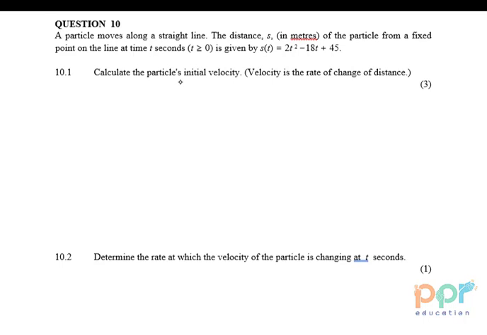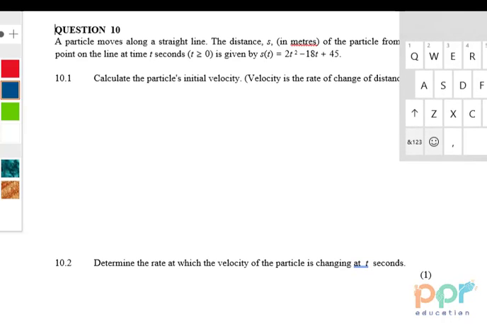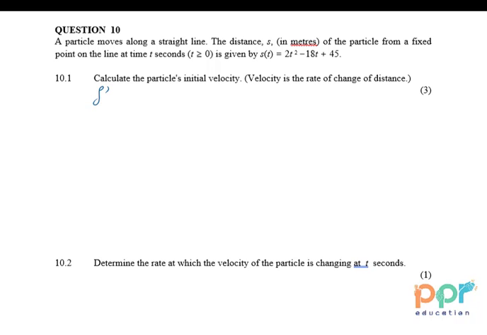So let's calculate the particle's initial velocity. If we are required to calculate the initial velocity, it means t equals zero. But remember, the formula is distance, since it's s. The derivative of the distance will give me the velocity, or speed. Then the derivative of the velocity will give me the acceleration, which is the second derivative of the distance. So let me find the first derivative of the distance: s'(t) = 4t − 18.